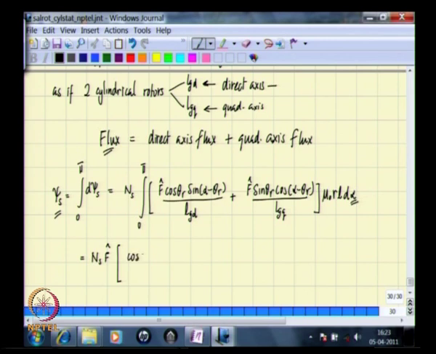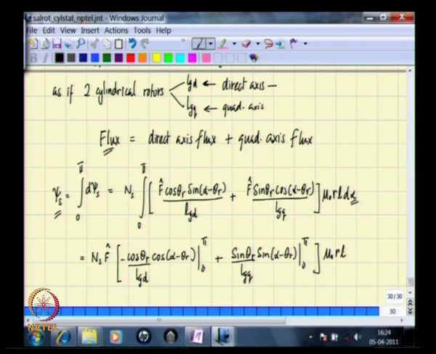into cos of theta r integral of sine. So, that is a minus cos of alpha minus theta r going from 0 to pi divided by L g d, and then plus sine of theta r into sine of alpha minus theta r going from 0 to pi divided by L g q, and this is multiplied by mu naught r into L.